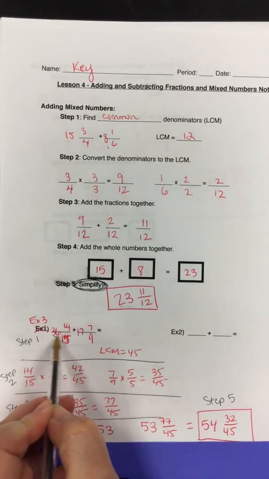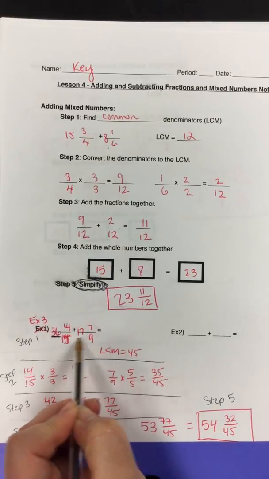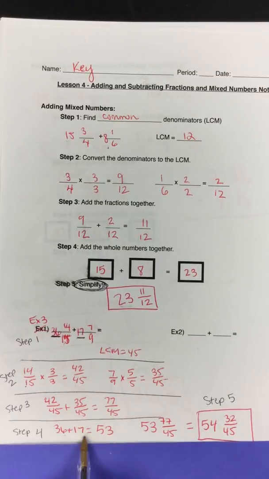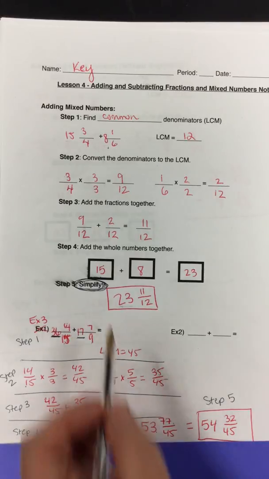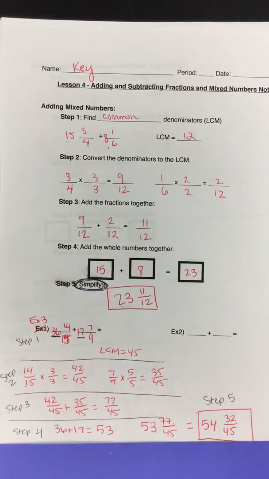So we're going to go back to that original problem, and we're going to add 36 and 17. 36 plus 17 is 53. So now we have an answer of 53 and 77 over 45. Now, don't forget that step 5 is to simplify. So we see here that we have an improper fraction.